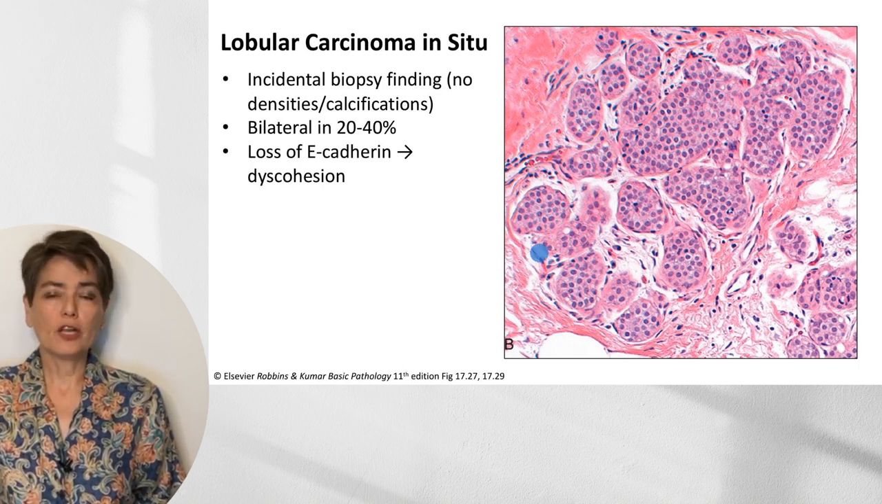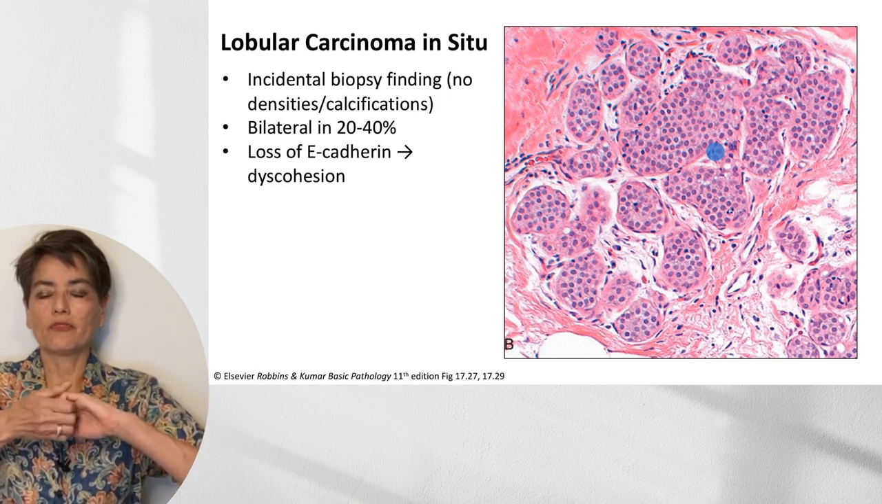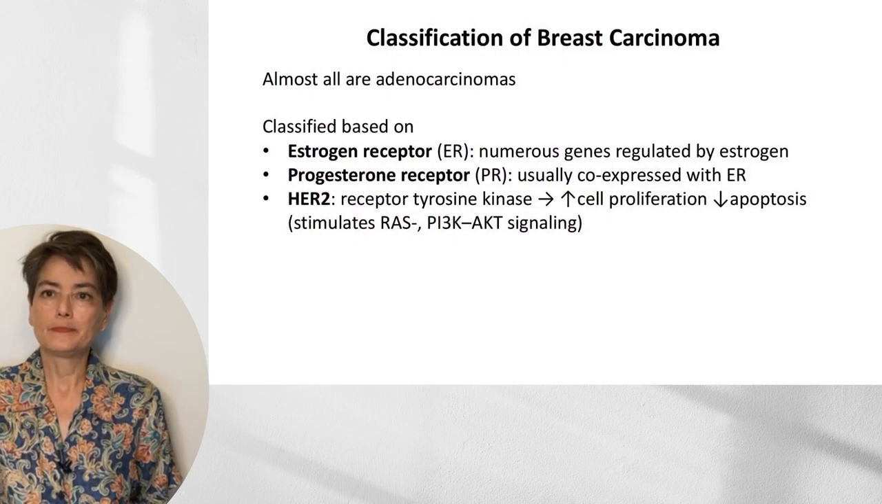Now, about 20 to 40% of the time, lobular carcinoma in situ is bilateral. And what we can find here is that these cells have lost e-cadherin. So that's that protein important for our intercellular junctions. Losing that allows them to be discohesive. And when we take a look at what invasive lobular carcinoma looks like, you'll see how this discohesion manifests.